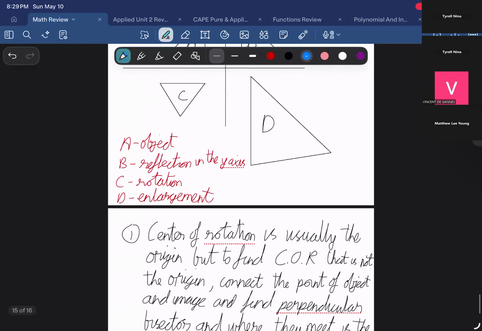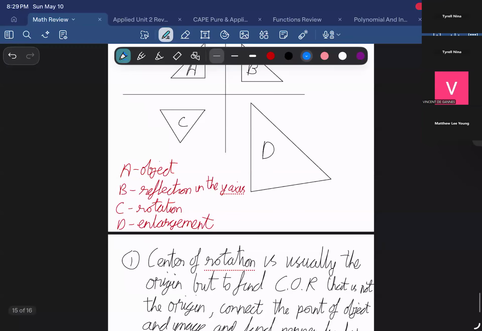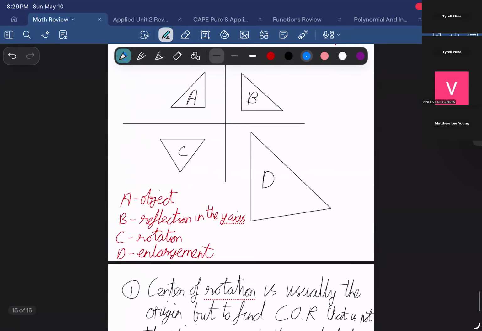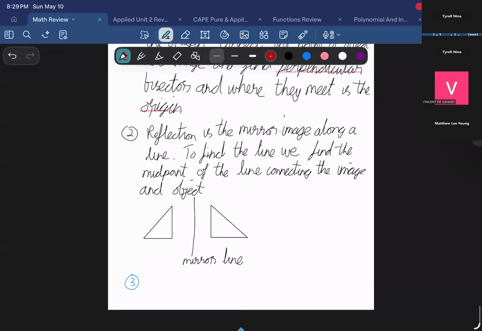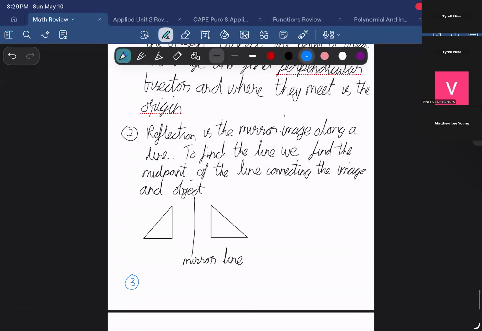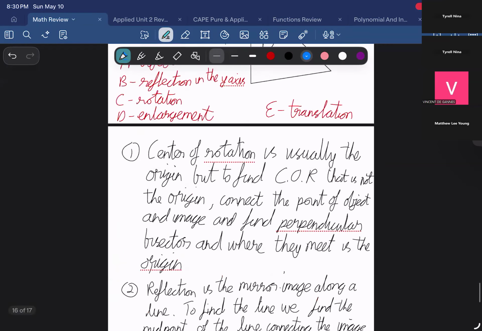Three, I didn't even do a translation. Oop, sorry, can I use that language? That E. E is a translation. My bad.